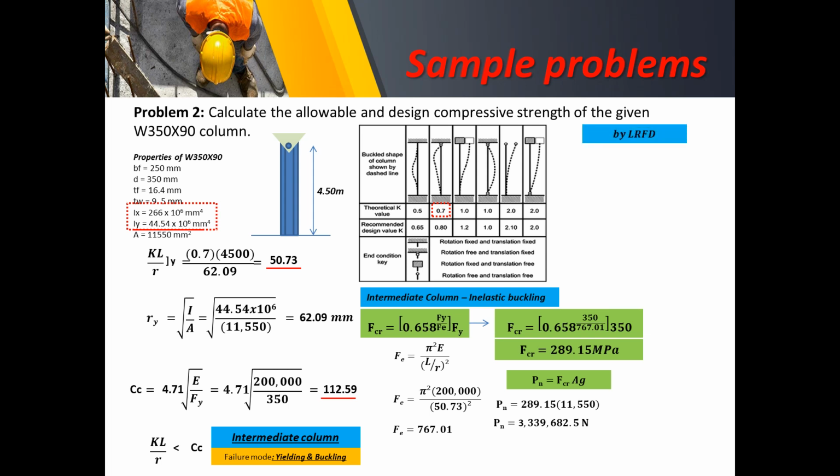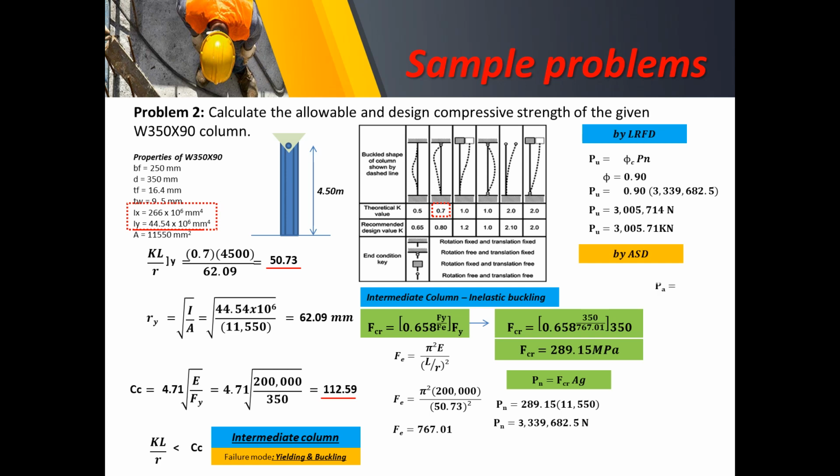Now, by load resistance factor design, you just have to multiply the nominal strength by your phi equal to 0.9. Pu is equal to 0.9 times that value. So therefore, Pu will be equal to 3,005,714 newtons, which is equal to 3,005.71 kilonewtons.